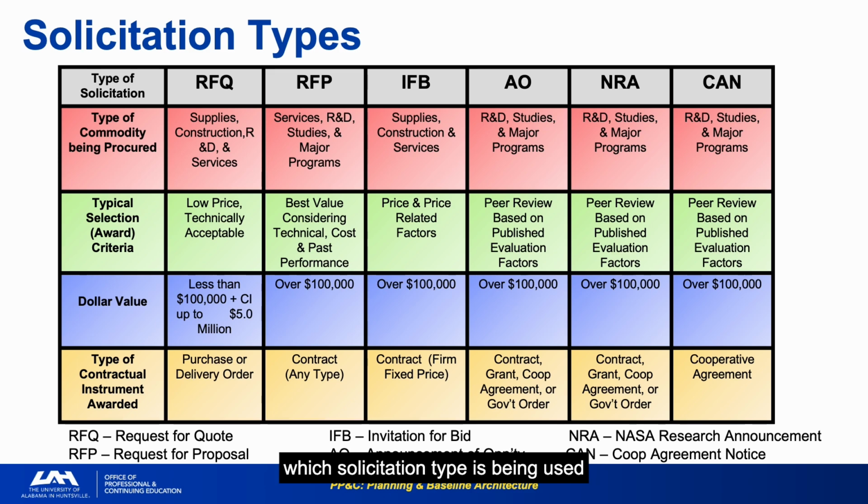Understanding which solicitation type is being used tells you the competitive landscape, the evaluation criteria, and the contractual instrument that will result. This knowledge is essential when you're evaluating whether the acquisition strategy will protect the program's interests. Announcement of opportunity and NASA research announcement types are the science world's entry points. They're how the science community participates in missions. PP&C professionals supporting science-driven programs need to understand these as well.